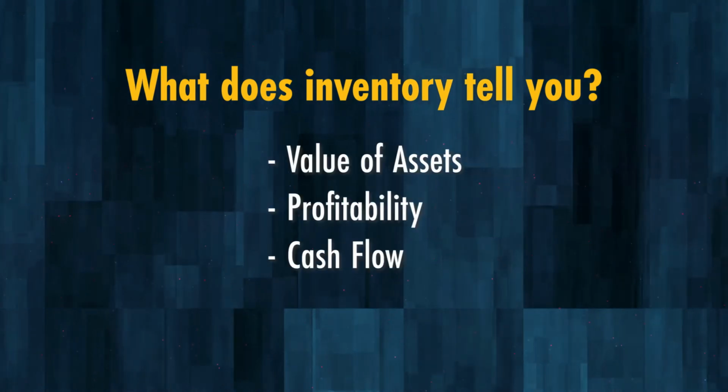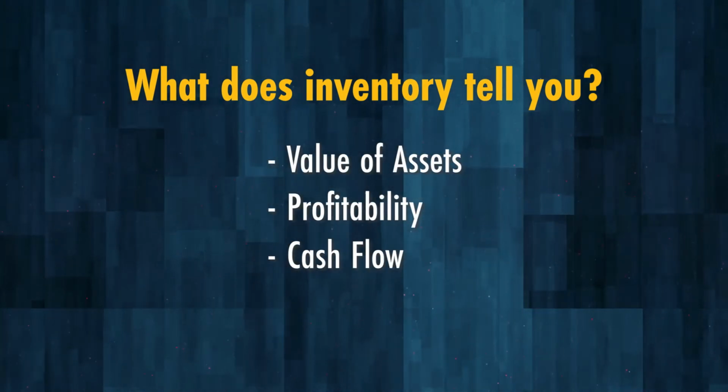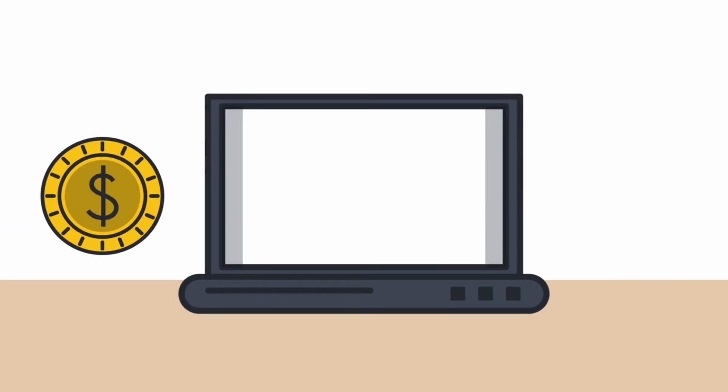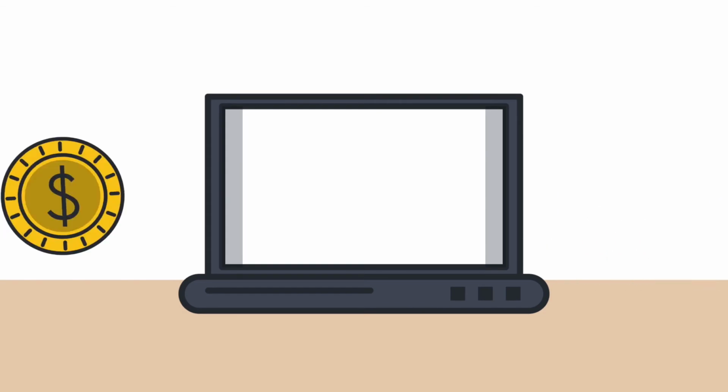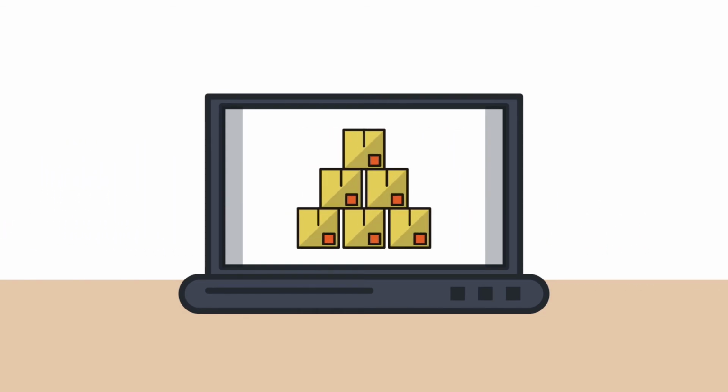Inventory can tell you the value of the assets, your profitability, and your cash flow. Questions to consider include: how much inventory do you have on hand versus what's going out the door, and if you recoup the costs of production when your inventory sells.